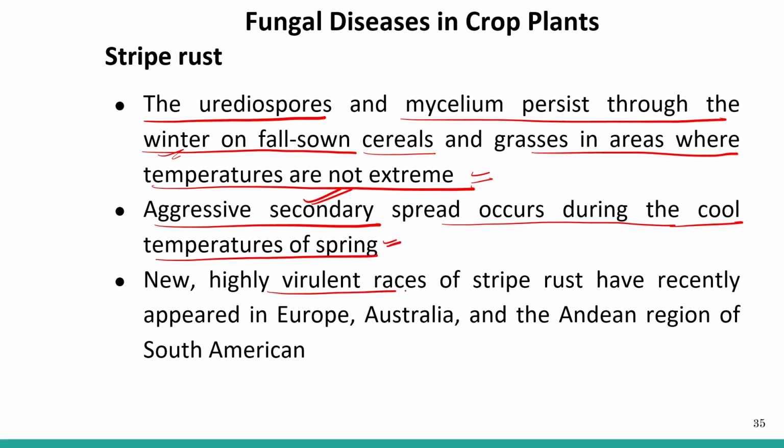New highly virulent races of stripe rust have recently appeared in Europe, Australia and the Andean region of South America. So some other virulent races are now being found of this stripe rust, and they have been reported in Europe, Australia and the Andean region of South America.